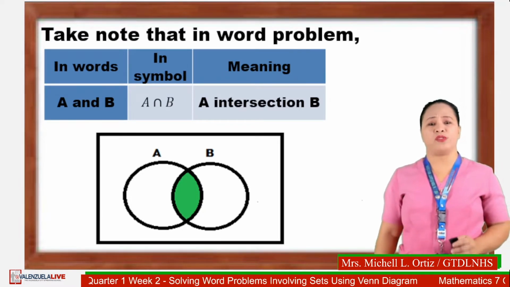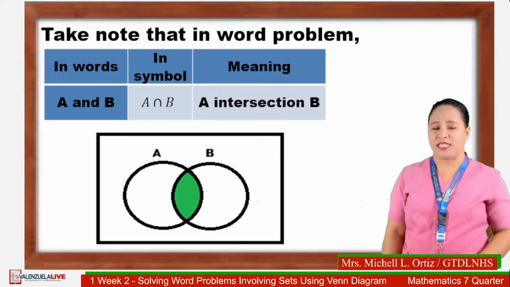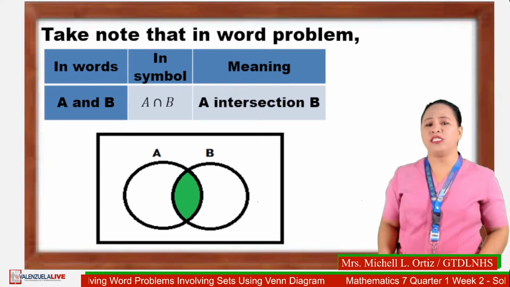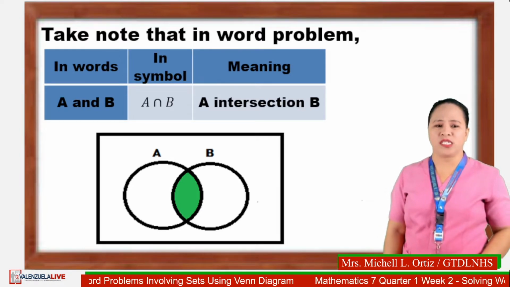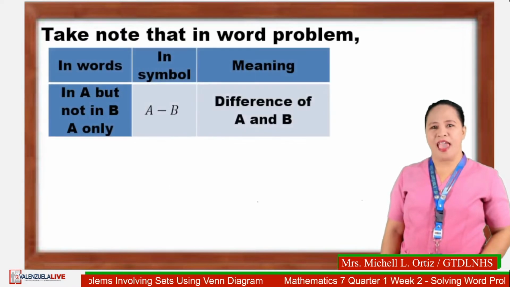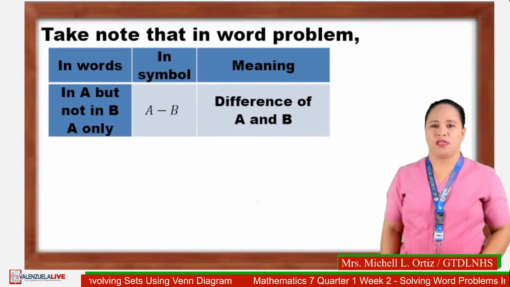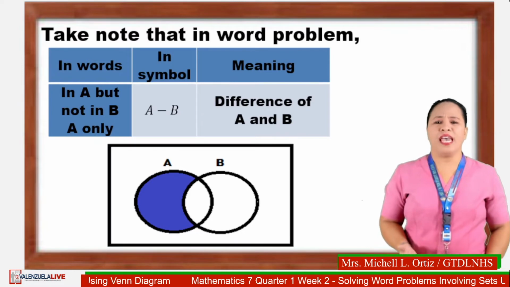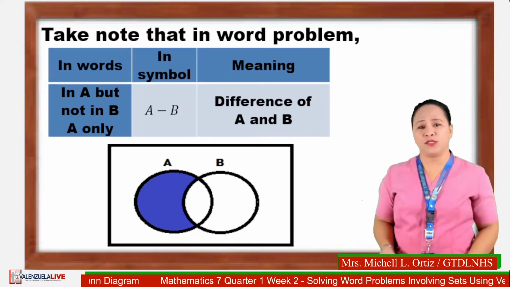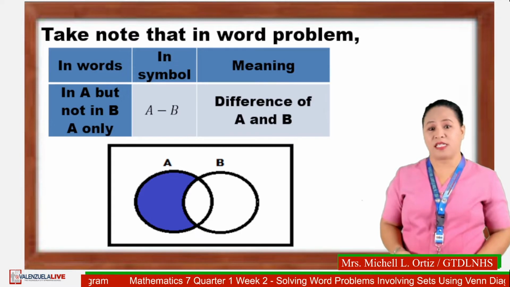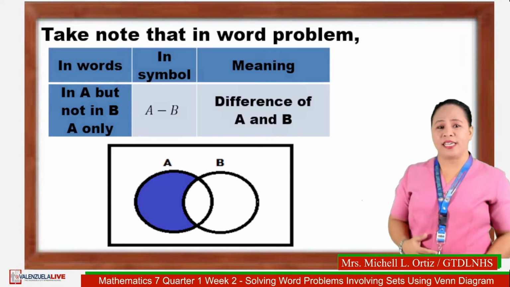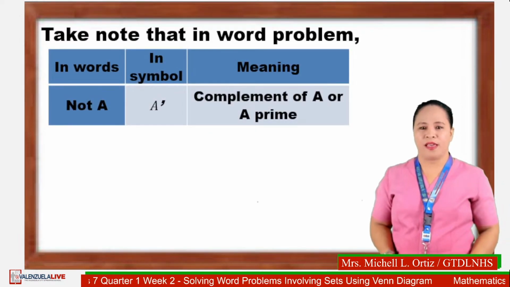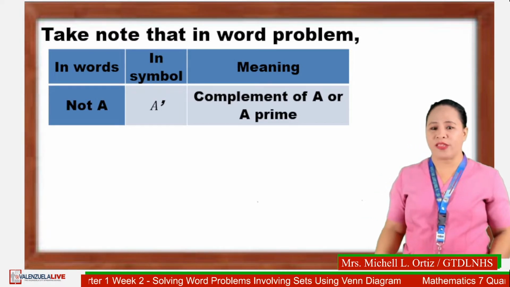If you are referring to elements in set A but not in set B, or in set A only, then you are referring to the difference of set A and B, which is denoted by A minus B. In figure, we illustrate it this way. And if you are referring to elements found in the universal set, but not found in set A, you are getting the complement of A, also called as A prime. And in illustration, we draw it this way.